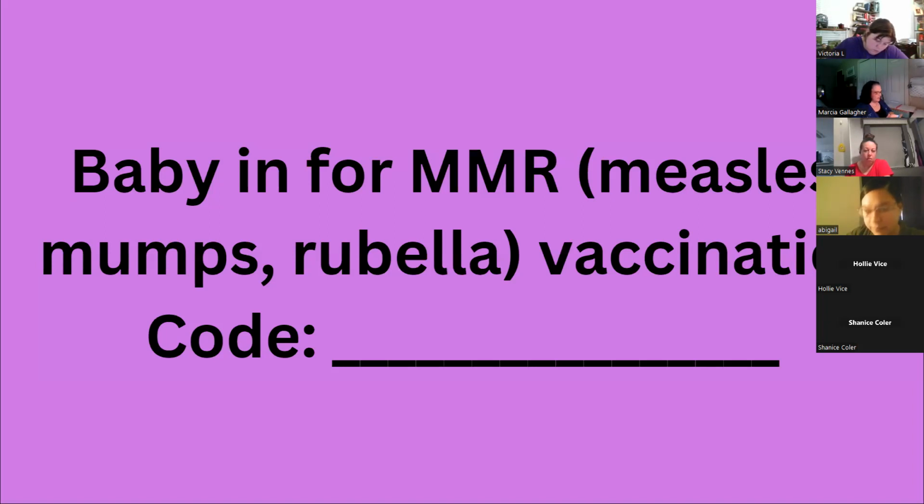Okay, let's clear our thing out. Go back. Baby in for MMR, measles, mumps, rubella vaccination. Now stop and think back a while ago. Do you remember the code that we used for encounter immunization? No, that's okay. You don't have to remember this. I just happen to remember it. Z23. So encounter for vaccination is going to be Z23.